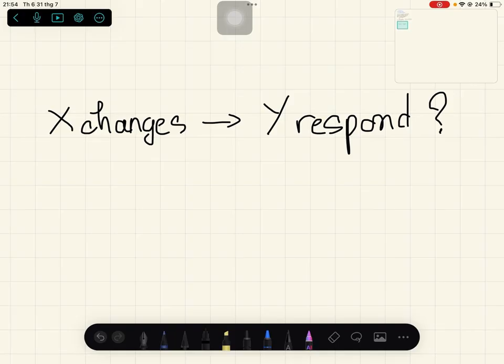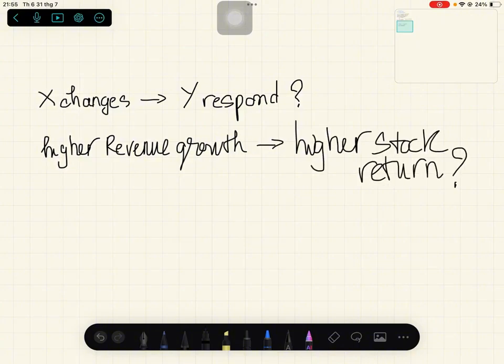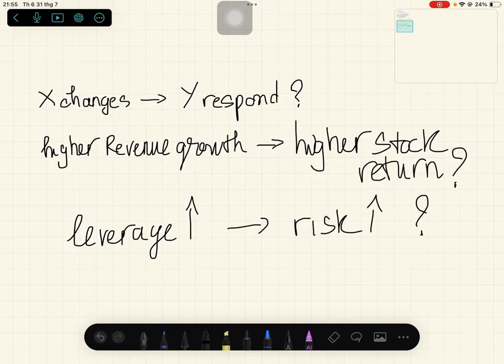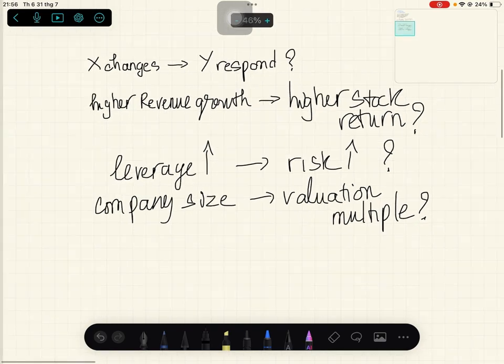For example, does higher revenue growth lead to higher stock returns? Does higher leverage increase risk? Does company size affect valuation multiples? These variables are numerical. Growth rate can be 5%, 10%, or 20%. Debt to equity ratio can be 1.5, or 1, or 2. The regression model understands these numbers, but financial markets are not only about numbers.